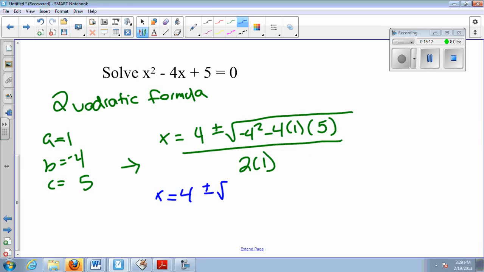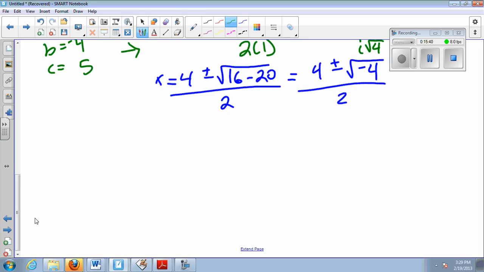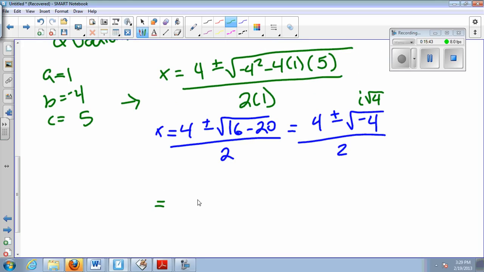4 plus or minus the square root of 16 minus 20 over 2. 16 minus 20 is negative 4. We're going to take out the i and get 2i. 4 plus or minus 2i over 2. Everything can be reduced by 2 because it's not in a square root; you cannot reduce within a square root. So we get 2 plus or minus i.